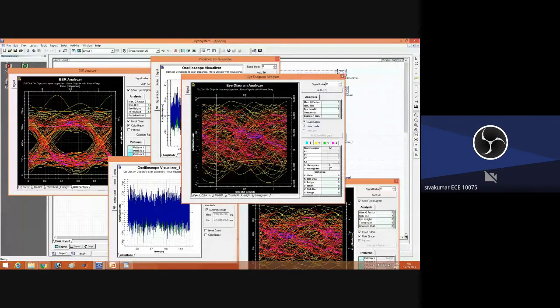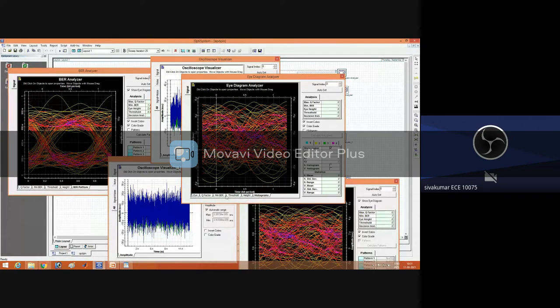It shows only this eye diagram. Okay, it shows the values of each H histogram and V histogram and minimum BER. With these values, in this manner we can analyze this Q factor and BER rate.